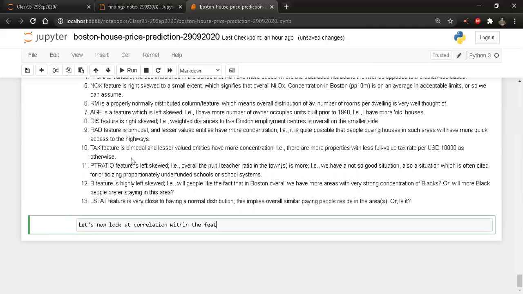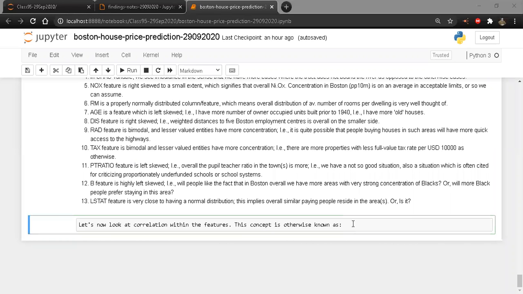features. This concept is otherwise known as, can anybody remind me what this component is? Features are not really independent, they are correlated with each other. What is this phenomenon known as? Anyone? Bhumi, maybe I know this, but let others answer. No, go ahead.